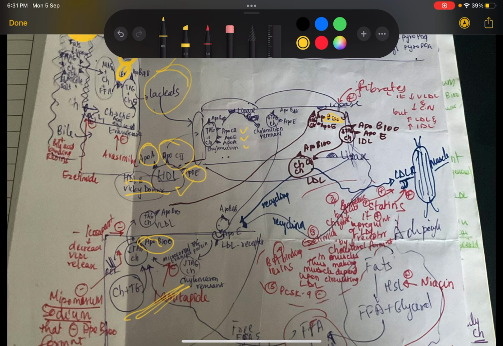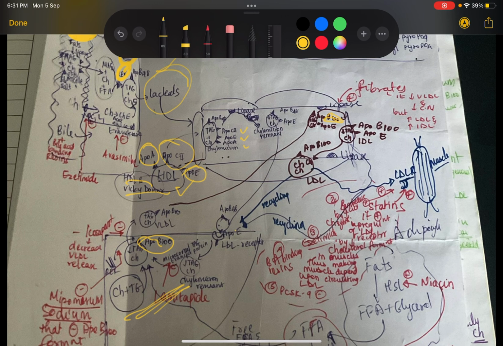Alright, your TAG levels are low. Okay, that's important to understand. So what's going to happen is that your VLDL remnant is going to come and again bind to the LDL receptor. See, it's not just an LDL receptor. Basically, the LDL receptor is going to bind to anything that has an ApoE. Okay, it's going to bind to the LDL receptor with the ApoE, and again it's going to enter.